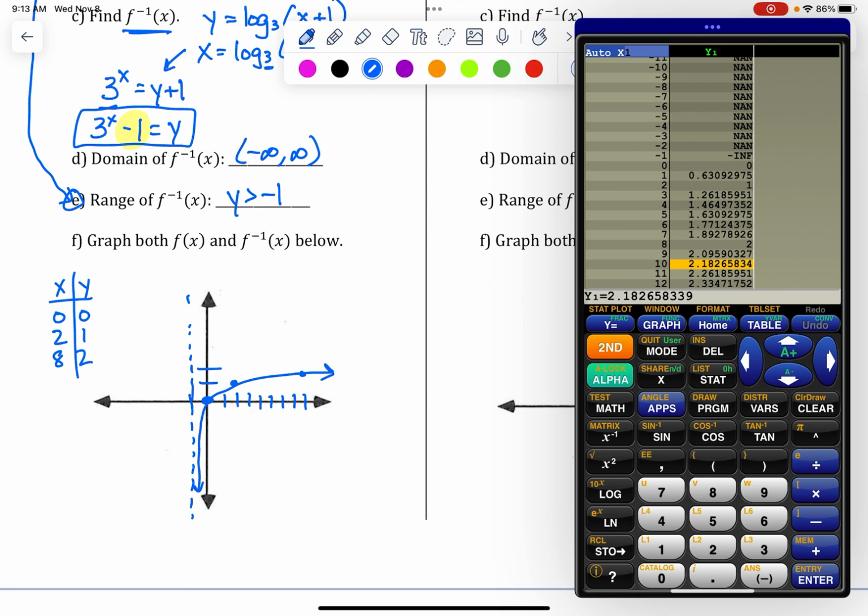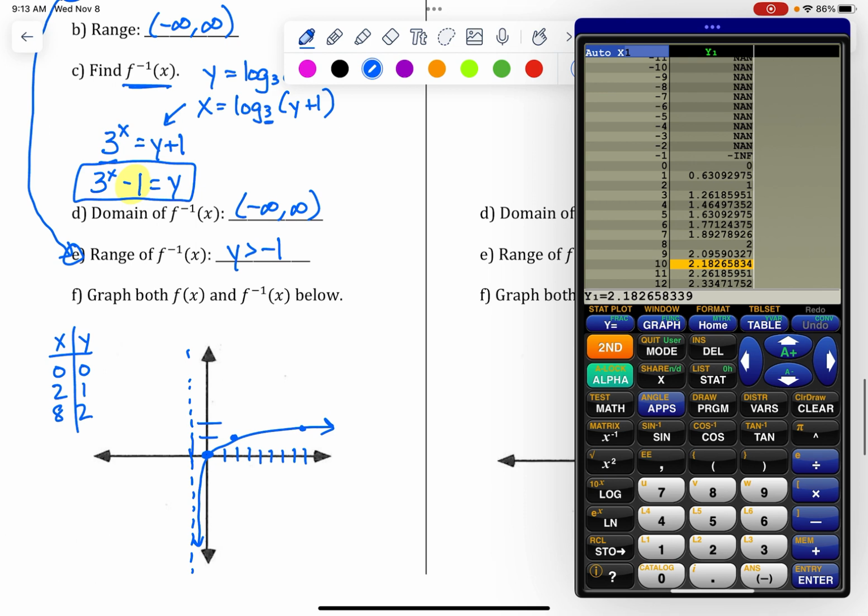Now you could use your calculator to retype the inverse function for the exponential, or you can just remember that the x's and the y's are switched for the inverse. So 0, 0 stays, but 2, 1 becomes 1, 2, and 8, 2 becomes 2, 8. And so you're going to have a vertical asymptote become horizontal at negative 1, 0, 0, 1, 2, and 2, 8. All right, and that's the idea.